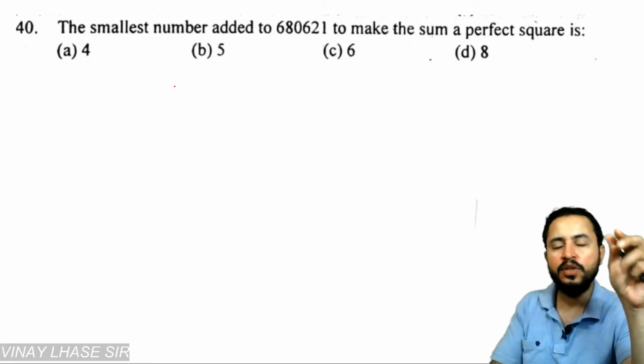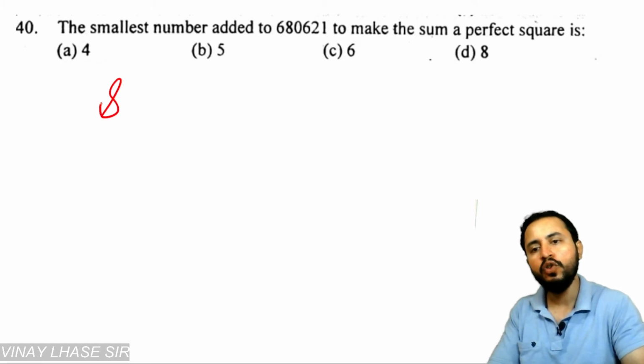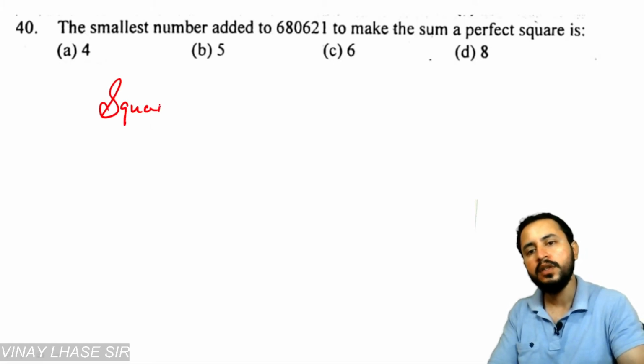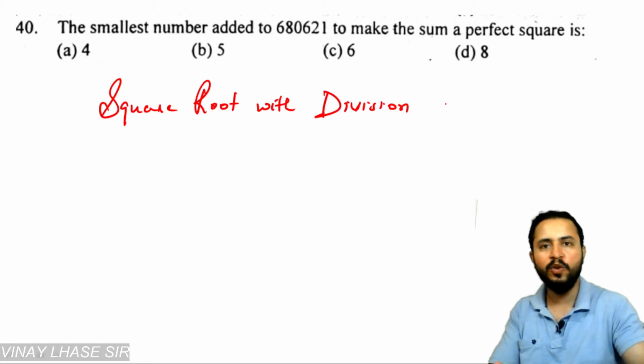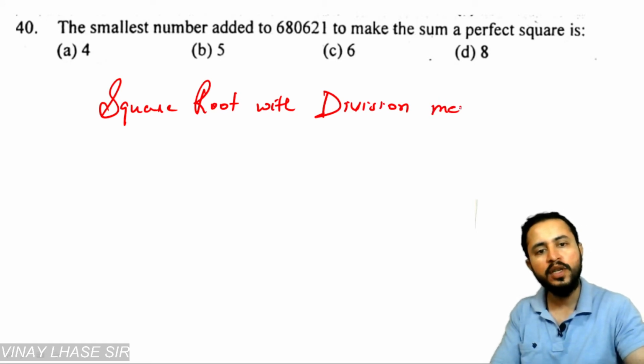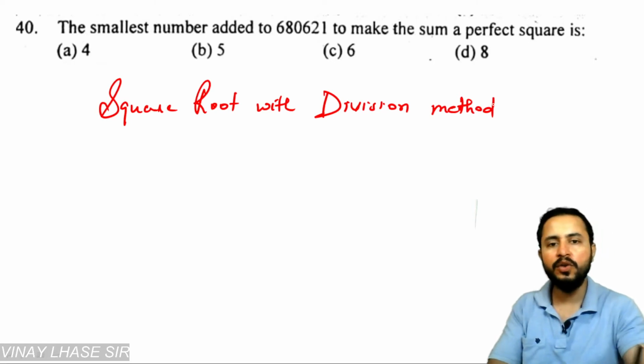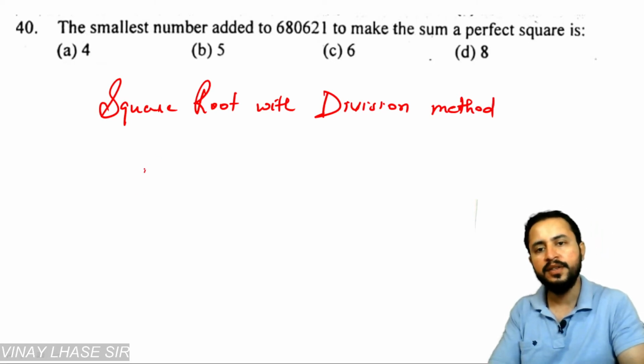Which method you have to use? The division method. Square root with division method. Okay, it is a lengthy method, but you have to adopt this for this type of question. The division method of square root is a lengthy method, but for this type of question, you have to use this. So let's see this.